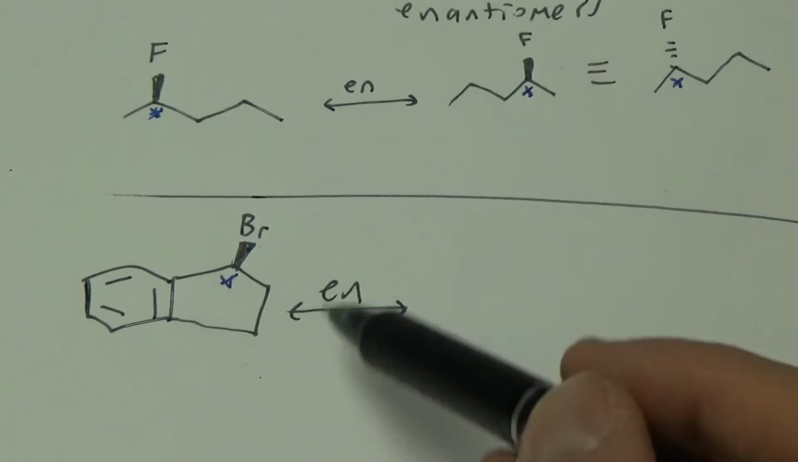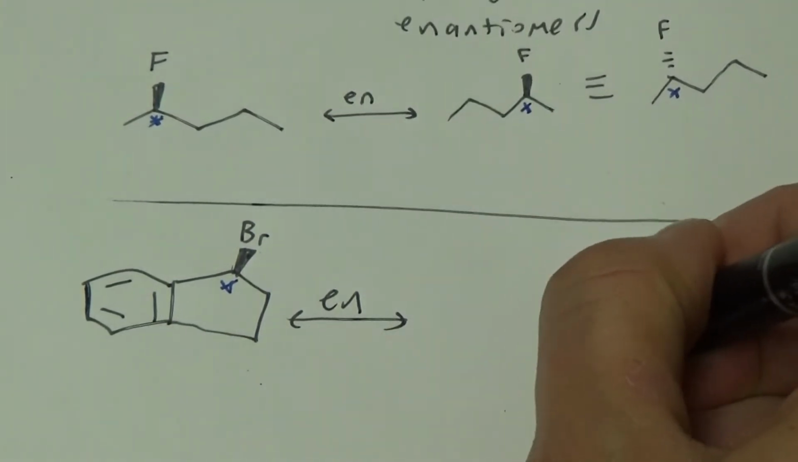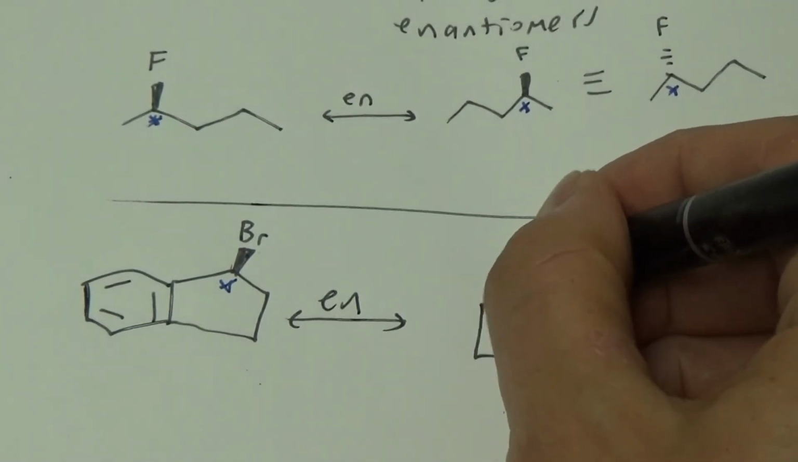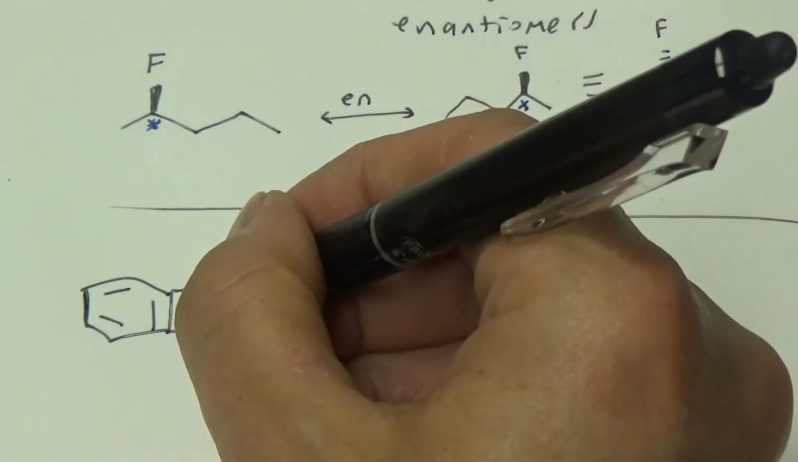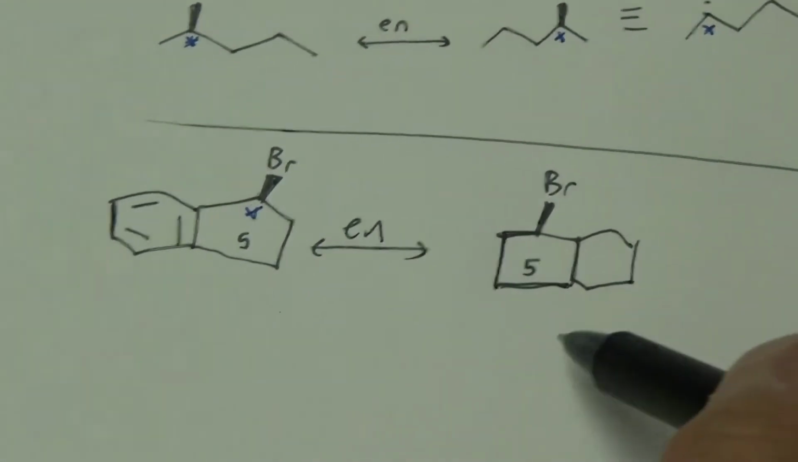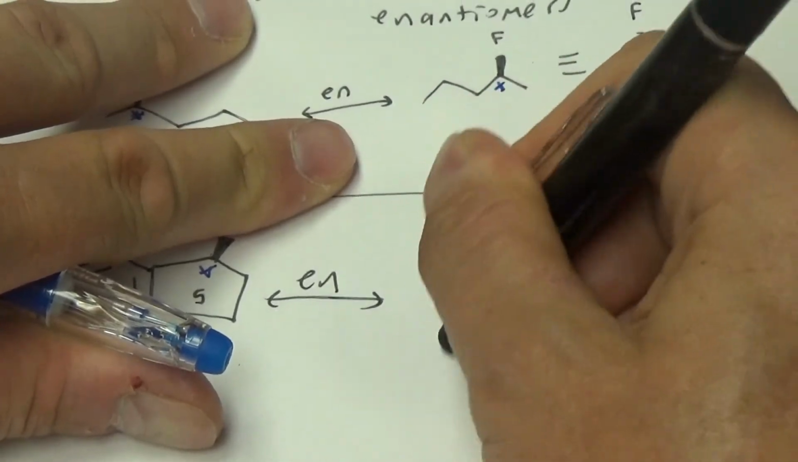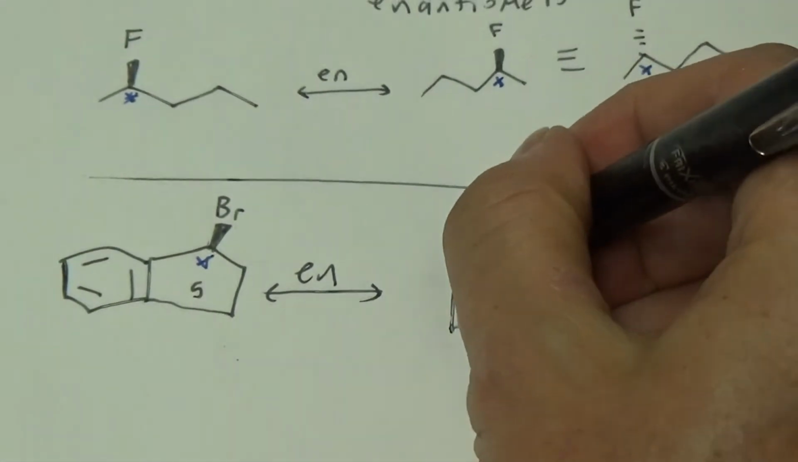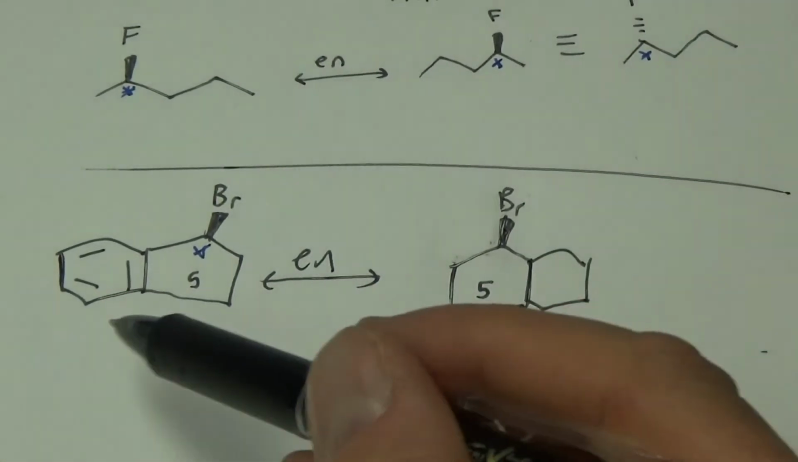I'm going to draw the kind of mirror image relationship, just like I did up here. And how would that look? It kind of looks like, now the benzene's on the right. That's a 5-member ring, right? You can kind of see the mirror relationship. Let me make it a little nicer there. Okay. Yeah. They're enantiomers. Very clearly they're mirror images.